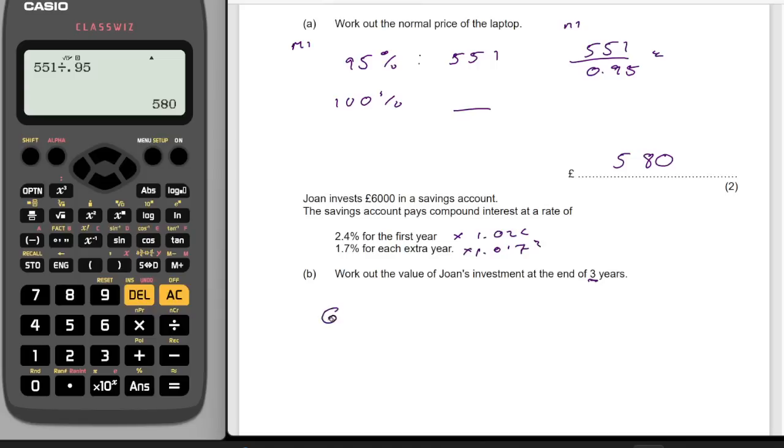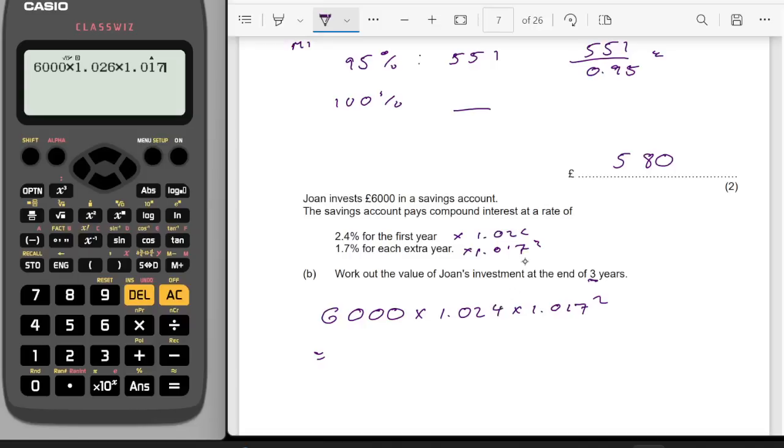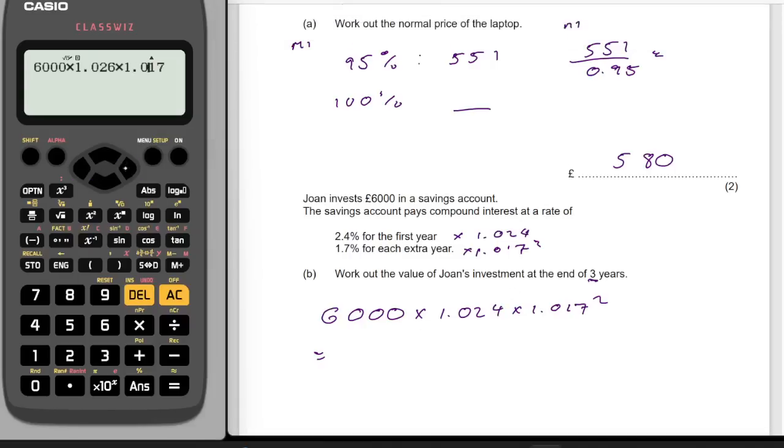So to work out this as a single calculation, it would be 6,000 times by 1.026 times by 1.017 squared. So 6,000 times by 1.026 times by 1.017. Sorry, I've mistyped, haven't I? Yeah. Misread my own writing. Let me just finish with the squared though.